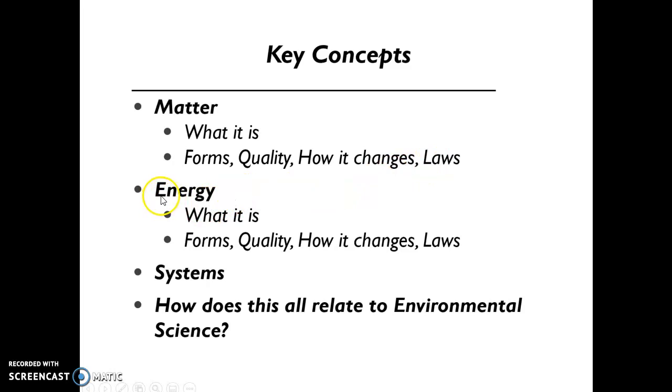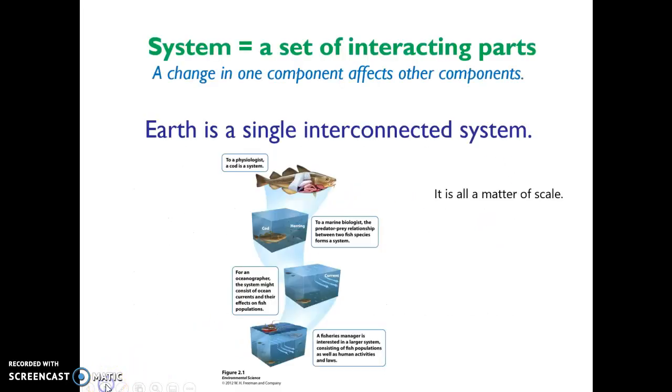Similarly with energy, we'll look at what forms energy can take, quality, how energy can change, and the laws that govern energy. Next, we'll look at systems, and throughout we'll relate it to environmental science. So first, let's define system. It's a set of interacting parts, and by changing one component, other components within that system are also changed, such as in the case of Mono Lake.